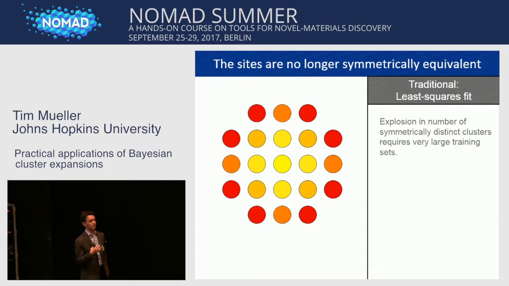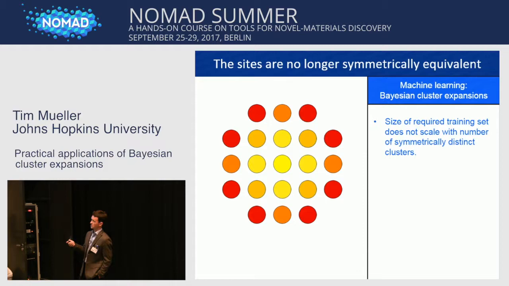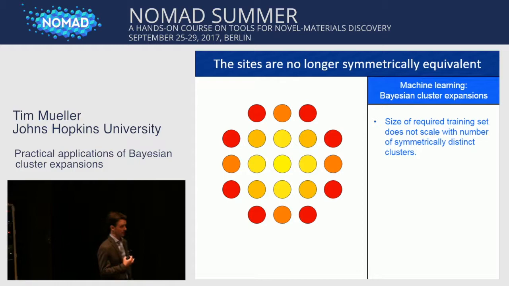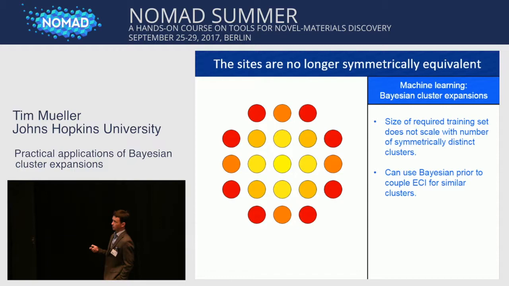So the Bayesian approach allows you to address this because once again, we can now have fewer structures in our training set than we have total number of ECI we need to fit. We can use the Bayesian prior, the same we did for a surface, to couple two clusters that should be similar. So for example, this term might be similar to this term, even though they're symmetrically distinct. And we can do something else here.